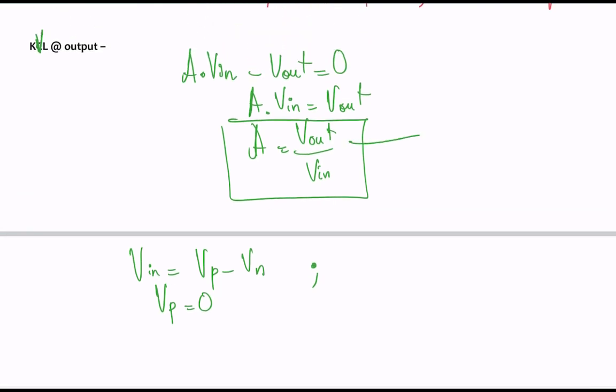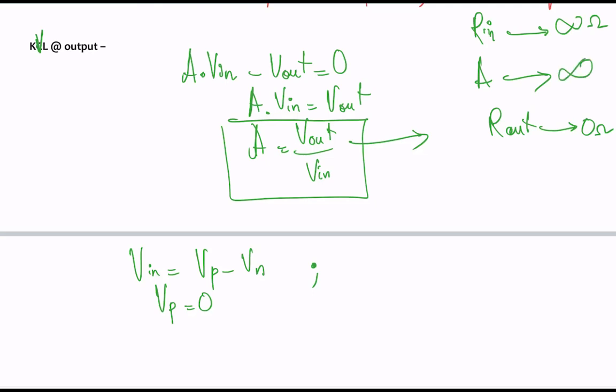Okay. Now, I want to focus on one thing which I forgot about. Okay, coming back to this equation right here, A, we understand that input resistance, ideally we want it to be infinity. We want our output resistance to be 0 ohms, right? As small as possible. But what about A? Well, we would want it to be as high as possible too. We want it to be infinity, correct?